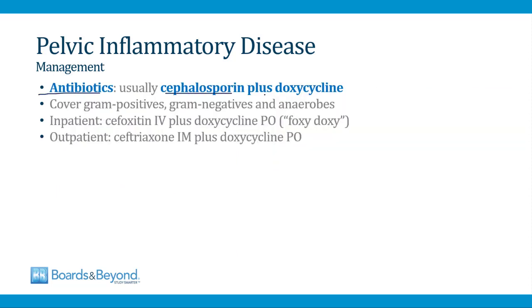The treatment is with antibiotics. Usually it's a cephalosporin plus doxycycline. Remember, this is a polymicrobial infection. It's not just an infection with gonorrhea or chlamydia. It's an infection with many of the vaginal flora bacteria that have ascended into the upper genital tract, so you have to give broad coverage. So you need to cover gram-positives, gram-negatives, and also anaerobes.